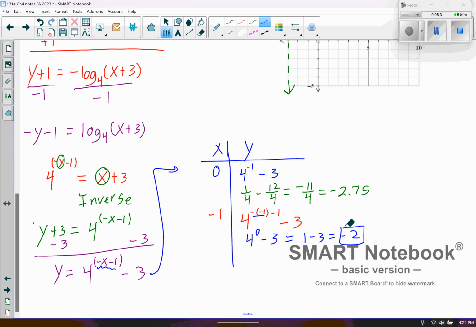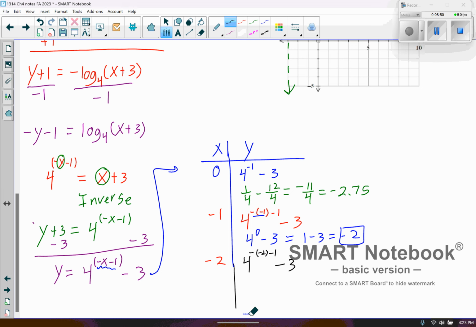And I need one more. I want that to be a positive power of 1 up here. So once again, a little tricky. I'm going to have to plug in -2. And what that will do is I'm going to have 4 to the -2 minus 1, and then take away 3.